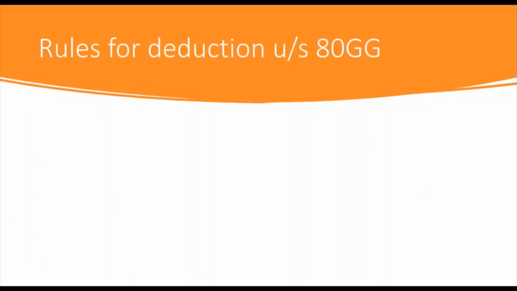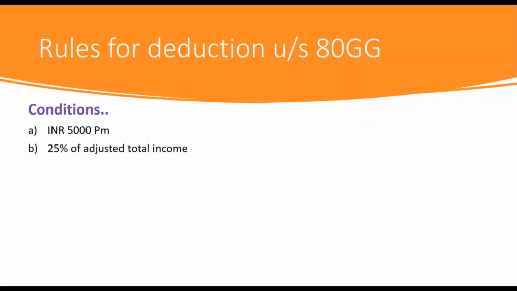Now, we will see what the rule is for deduction under section 80GG. There are three conditions for exemption under section 80GG, and the least of these three conditions will be considered for HRA exemption. Let us see here. The first condition is rupees 5,000 per month. The second condition is 25% of adjusted total income. The third condition is actual rent minus 10% of adjusted total income.